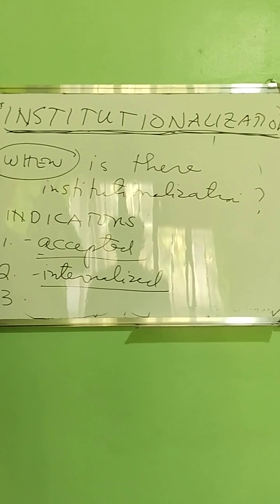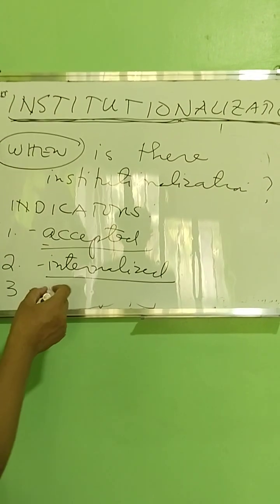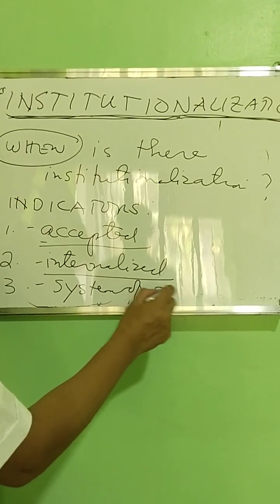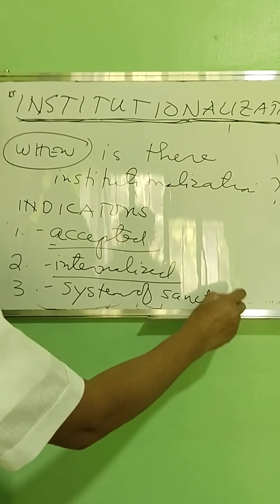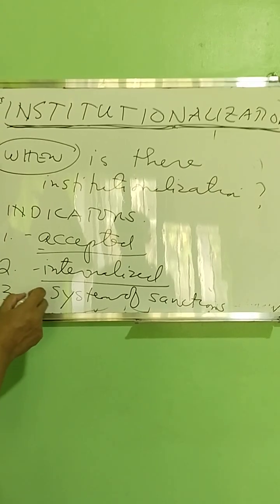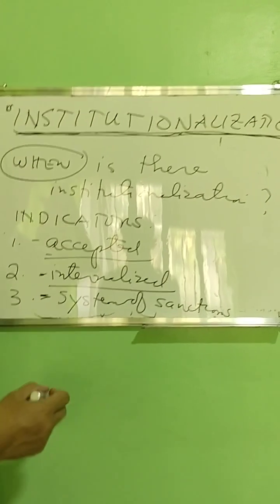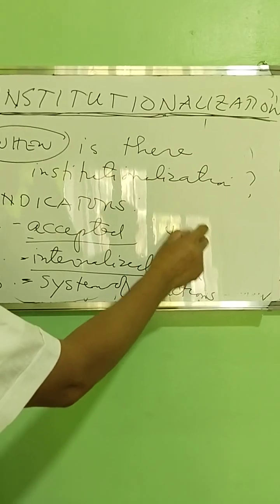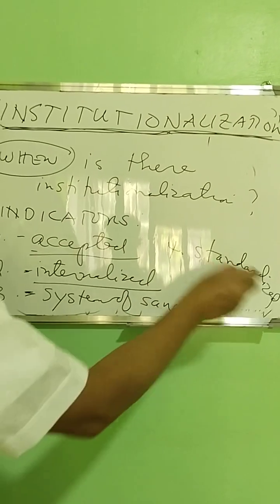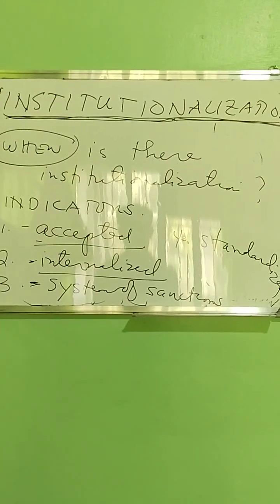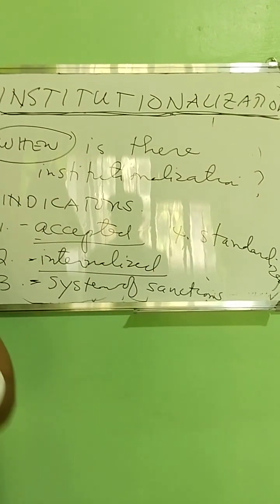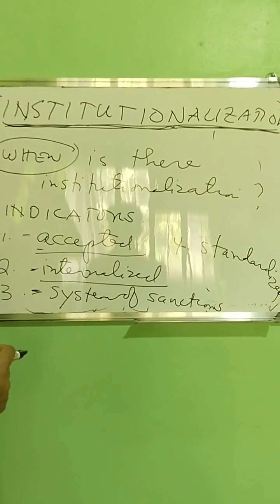And then the third indicator would be there is, of course, a system of sanctions or penalties. If there are already sanctions for violating or not following the values and norms, then most likely it has been institutionalized. And of course, the values and norms have been standardized. What do you mean by standardized? Well, it has come to consistency and uniformity. It has been developed in such a manner that there is already consistency and uniformity of values and norms.